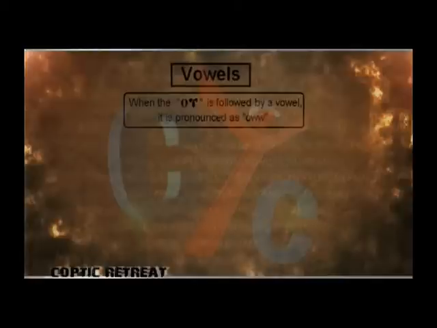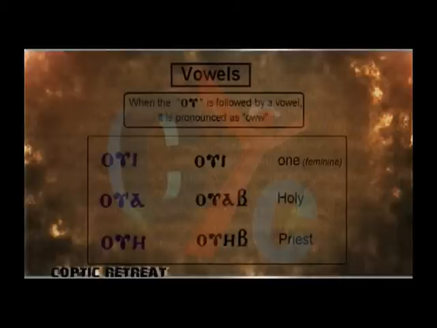Here, there's another rule for the vowels, and this is when we have these two letters, O and epsilon, pronounced U. And if the U is followed by a vowel, it becomes as if it is a W in English. In other words, this U and then this here, so it becomes Uwi. Uwi means one, feminine. If it is followed by A, it becomes Uwa.